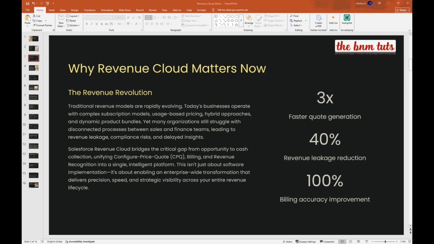It is also very fast, with speed and accuracy. So when you use Revenue Cloud, we can maintain all these things efficiently, and the system will also work very efficiently. It will be much faster. If you see the metrics, three times faster for quote generation, 40% reduction in revenue leakage, and 100% billing accuracy improvement. Definitely you can see all these metrics if you implement Revenue Cloud as per the customer needs. Okay, that's why Revenue Cloud matters now.